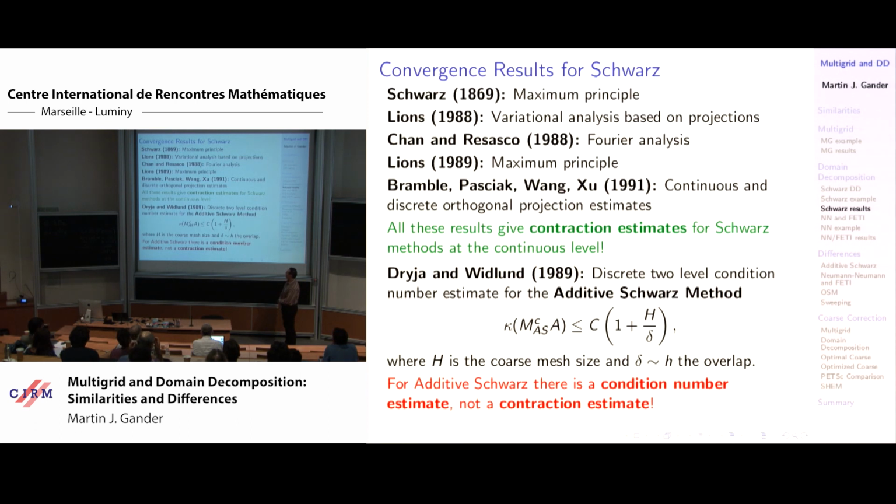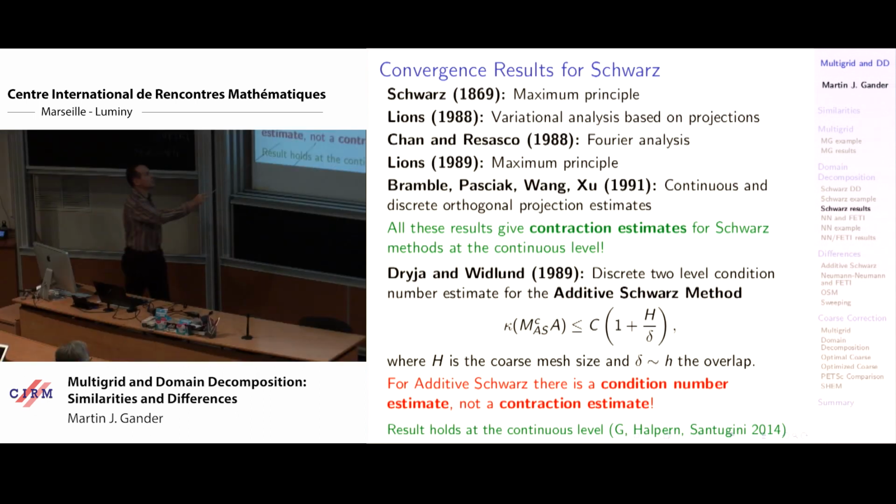So for Additive Schwarz, there is a condition number estimate. There is no contraction estimate. So that's the first interesting difference. Now, this estimate is a discrete estimate, but I told you this method, domain decomposition methods, can be defined at the continuous level. So does this hold? It does. You can prove that this estimate also holds if you don't discretize. There's no fine mesh. You get the same result. The estimates can be done. They're technically not so easy, but they can be done, and we have a result on this from 2014. So this estimate also holds at the continuous level.